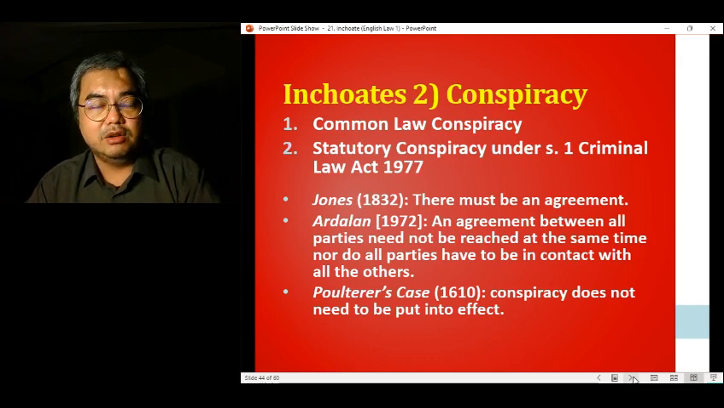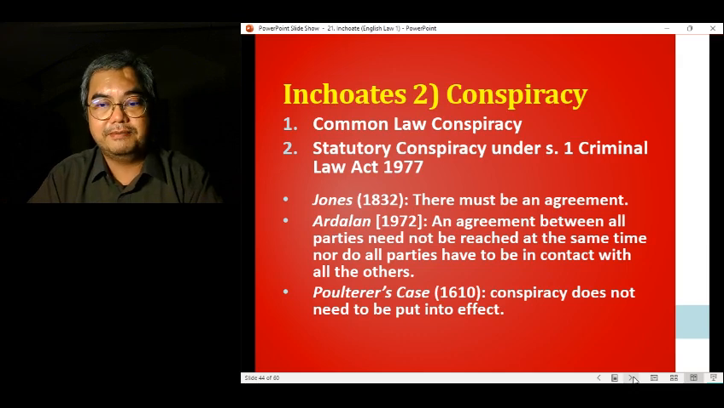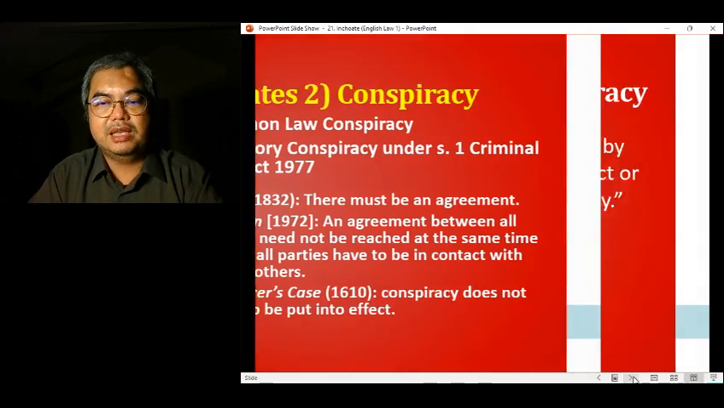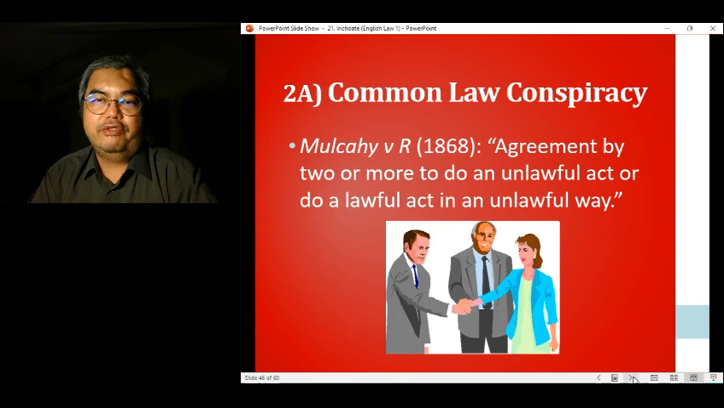But if there was just an agreement to commit robbery, and then in the end, no theft was committed, no robbery was committed, then we will talk about whether there was conspiracy. Because if we can charge them for robbery, then we don't need to charge them for conspiracy to commit robbery. So keep in mind the inchoate nature of this offense.